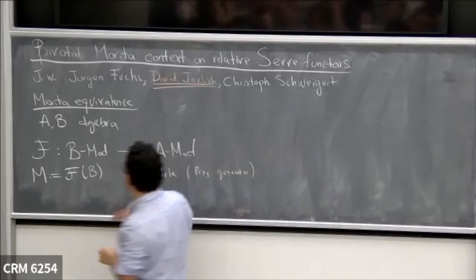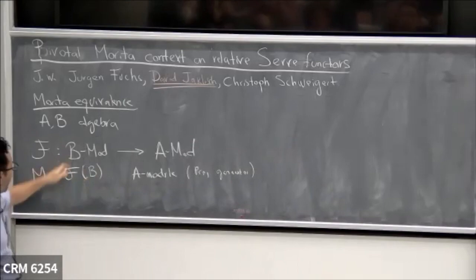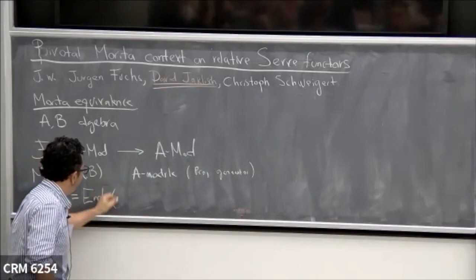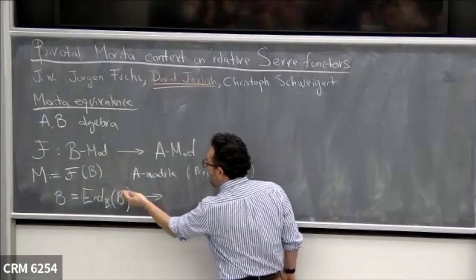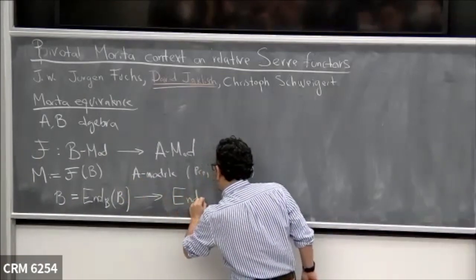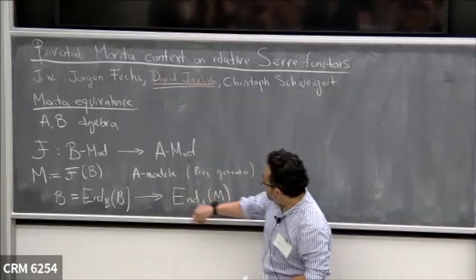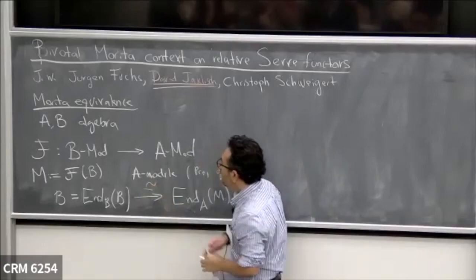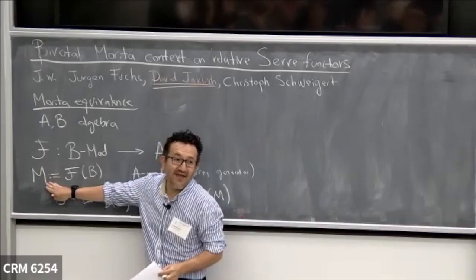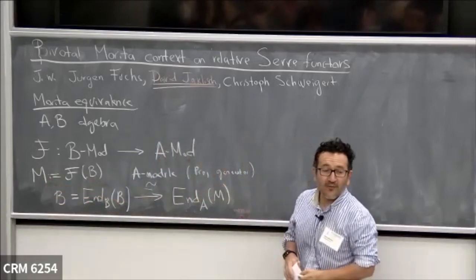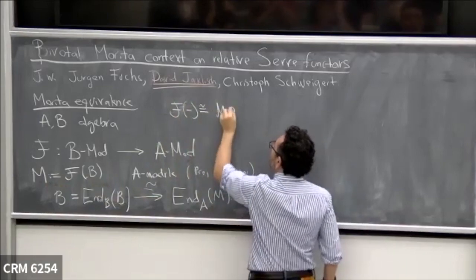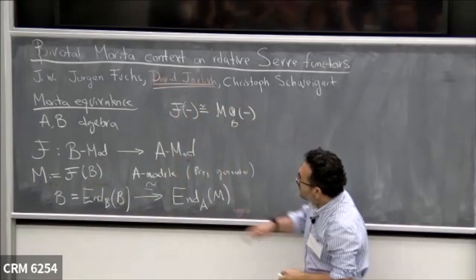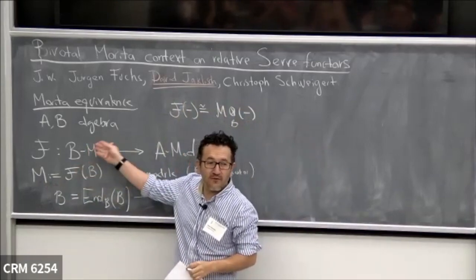But the other thing that I really care about is the following: the algebra B itself can be seen canonically as the endofunctors of the B-module. So using this equivalence, we have an isomorphism of algebras from B to the endomorphisms of M. So really, M is not just an A-module, it's an A-B-bimodule with this particular property. And in fact, you can recover your functor, as is well known, in this way. So this bimodule captures, in some sense, the whole information of a Morita equivalence.